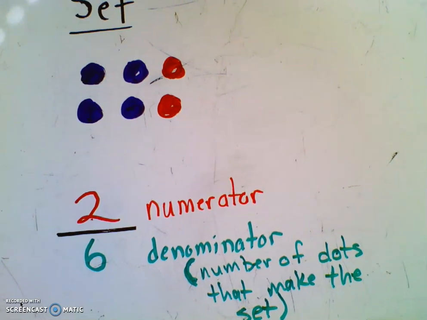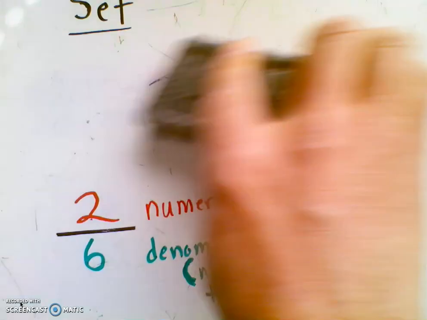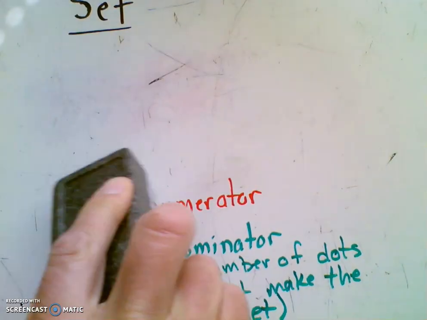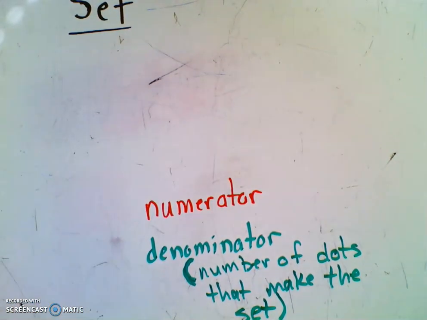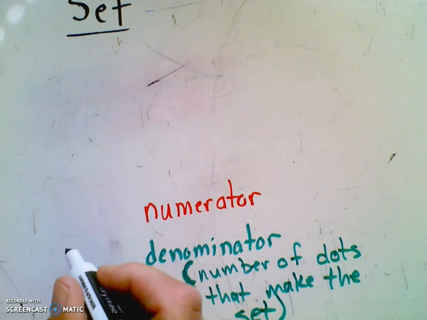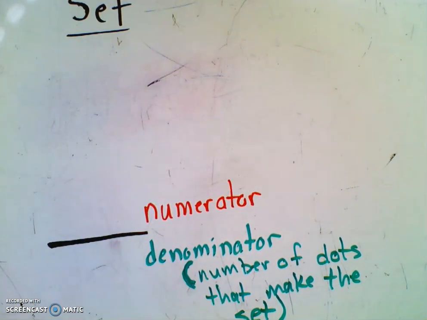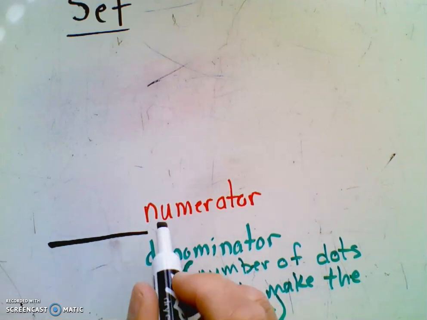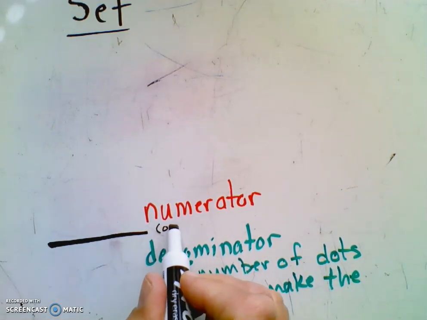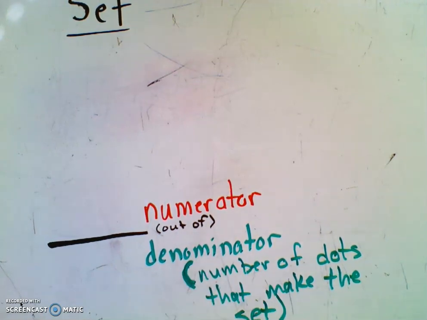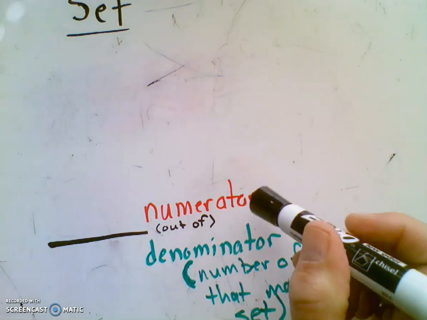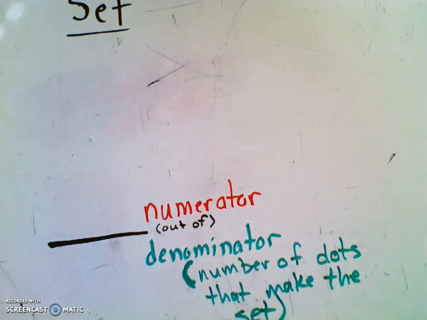Let's try one more example, just quick. I'm going to change my fraction here, mix it up a little bit. I'm just going to erase that whole thing. Okay, there's my fraction line. Another way to think of that, as you've probably heard me say, is out of. So the numerator is the number that I have out of the number total.